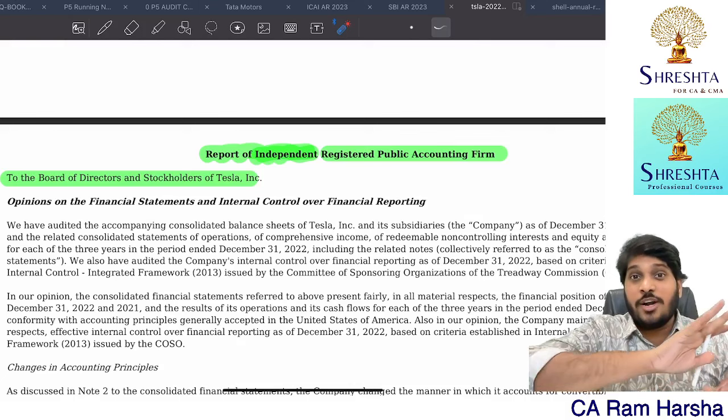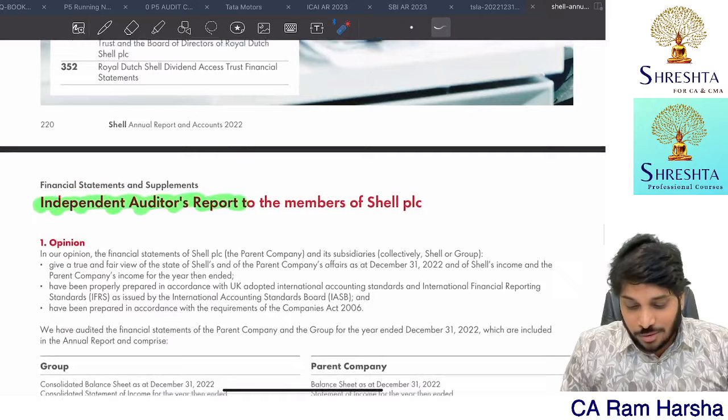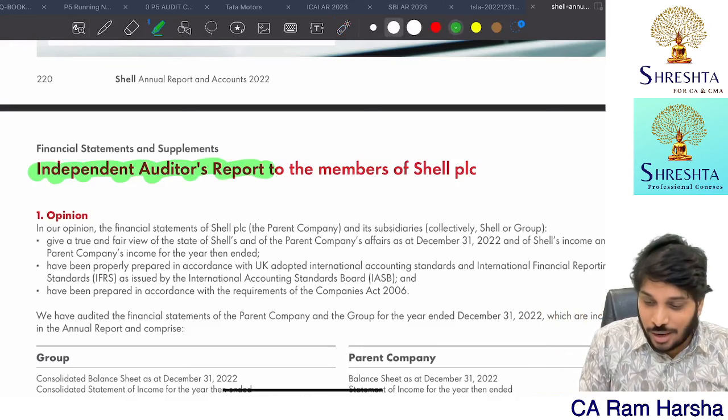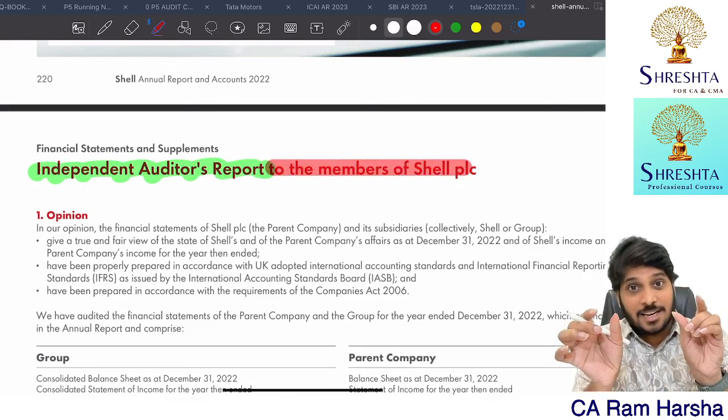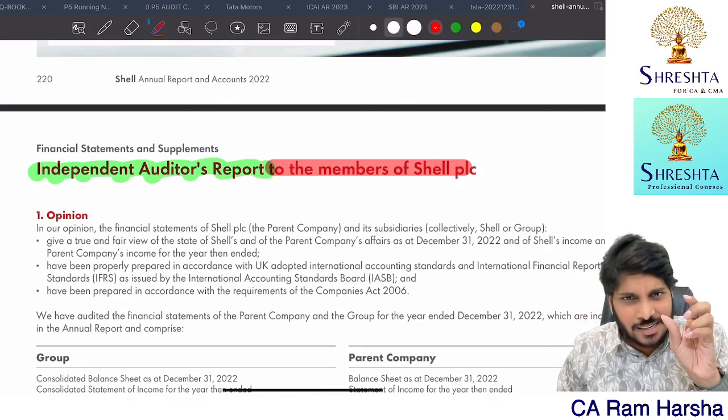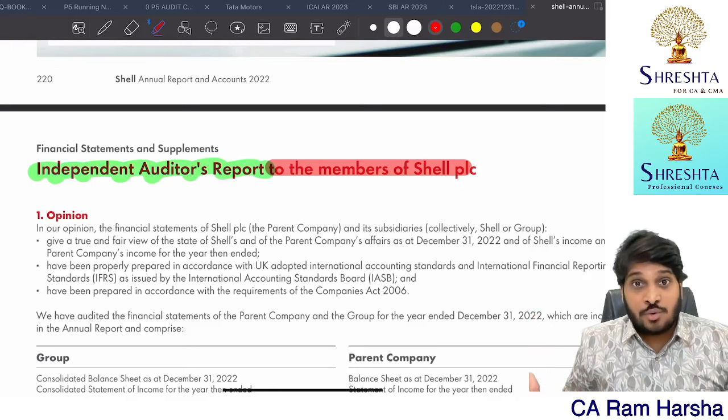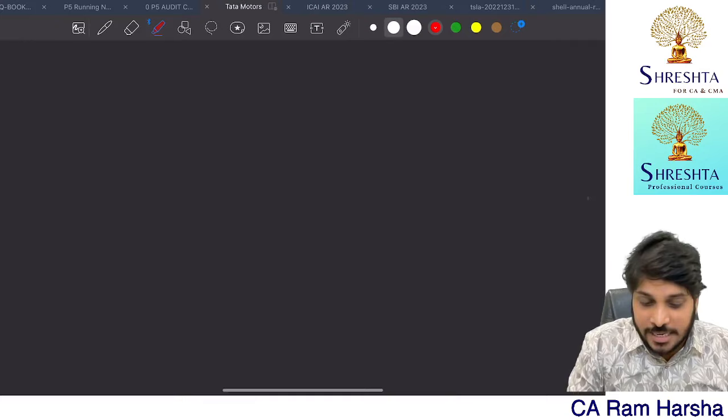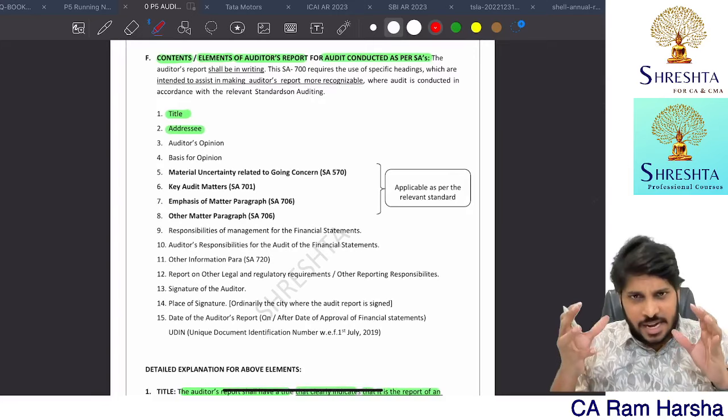Getting it? Shell. You see Shell, no? They cleverly merged title and addressee into one single item. So, independent auditor's report to the members of Shell. So, title and addressee, they merged. Anyway, they can follow. As long as there is a clear title and clear addressee, whether you report it separately or as a single item, that is your choice. But in India, as per standards on auditing, we are following a different approach. So we will distinguish title from addressee. Getting it? In India, we distinguish title from addressee. That is in the Indian framework context.